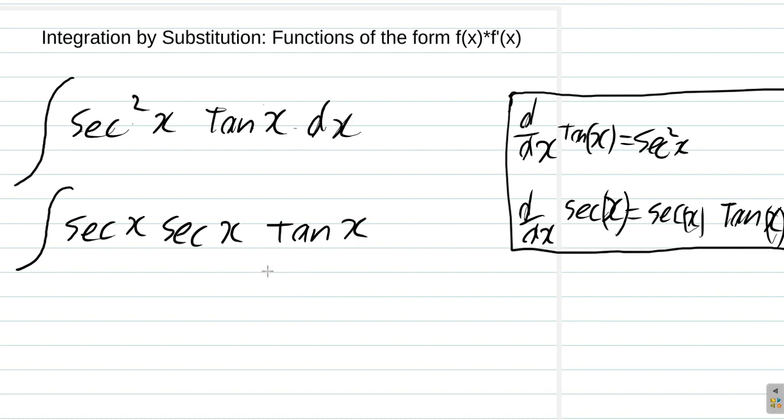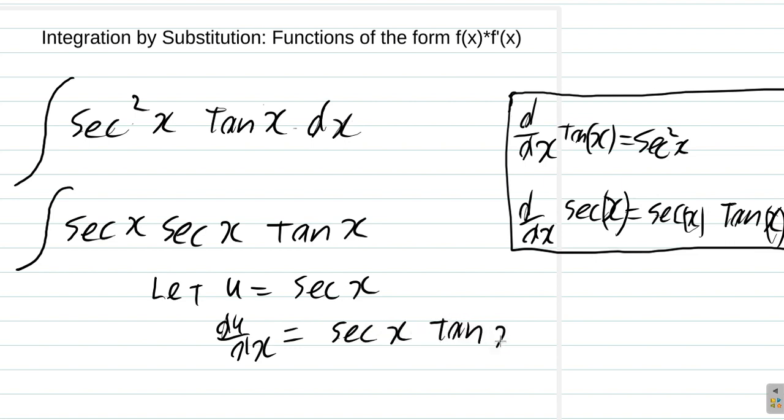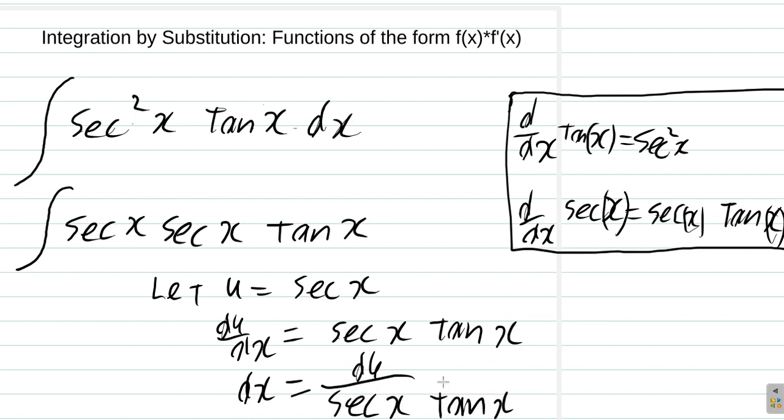Then, here, we let u equal one of them, the sec x. u equals sec x. It doesn't make a difference which one, but anyway, du by dx is equal to, when you differentiate sec x, you get sec x tan x. So it's sec x tan x. So dx, when you transpose, is equal to du over sec x tan x. See that?